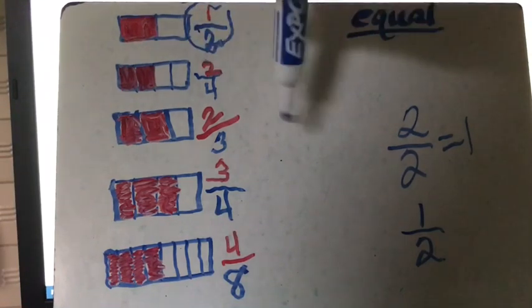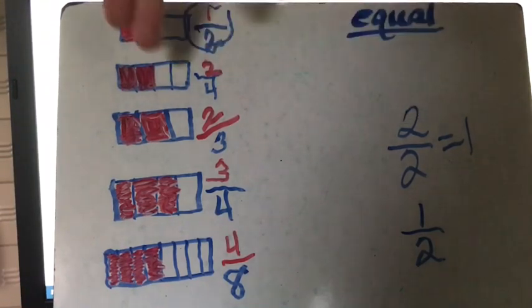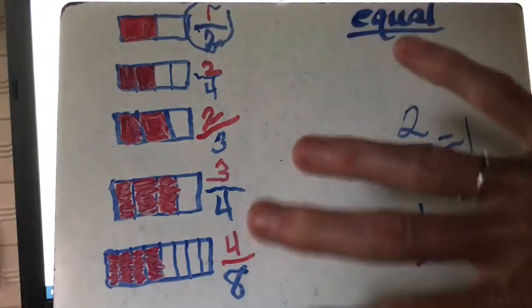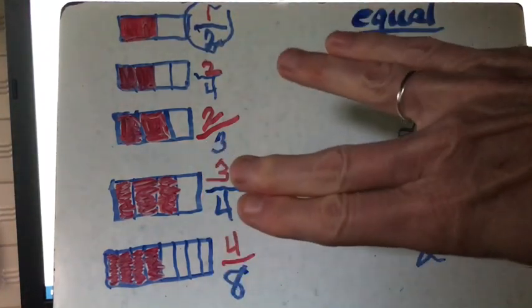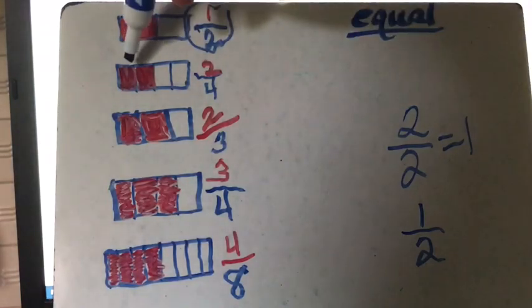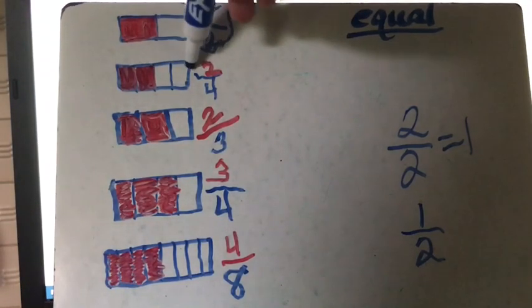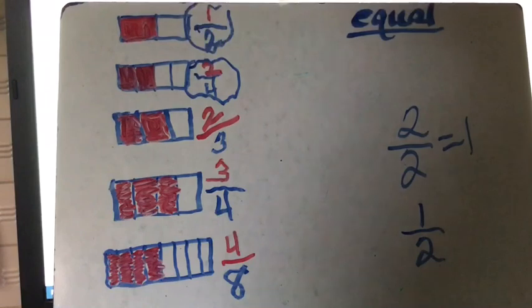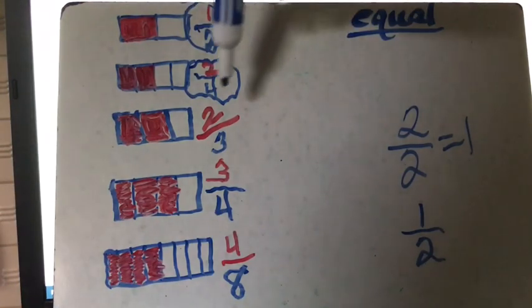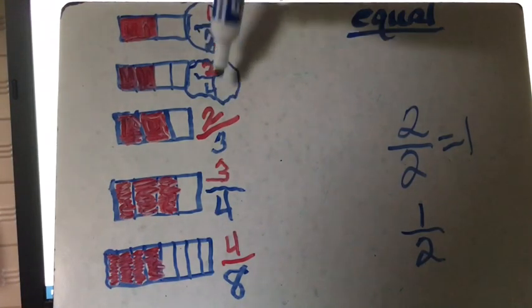How about my next one? Is 2 half of 4? If I have 4, can I split it up equally into 2 and 2? Yes. And I can see 2 and 2. So this is also equal to a half. So we might be onto something. I just need one more that's equal to a half.